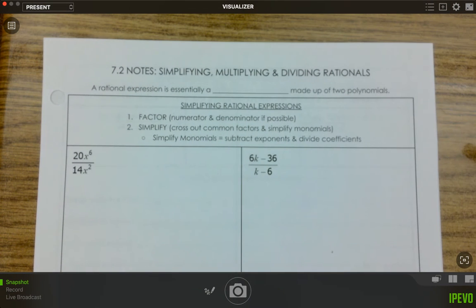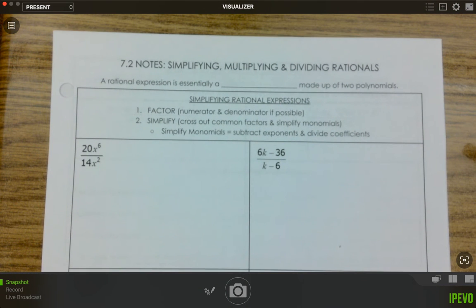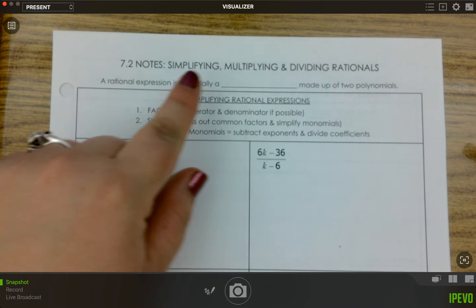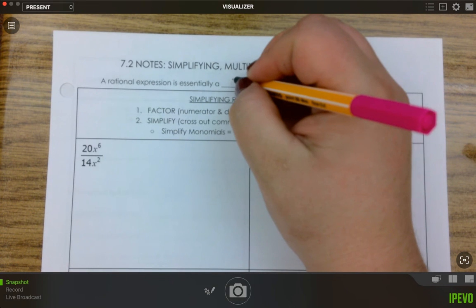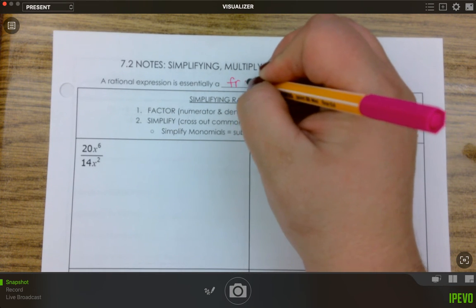Welcome to the 7.2 notes. We are going to learn how to simplify, multiply, and divide rationals. So a rational expression is essentially a fraction made up of two polynomials.